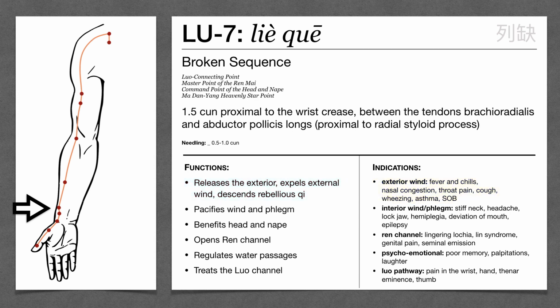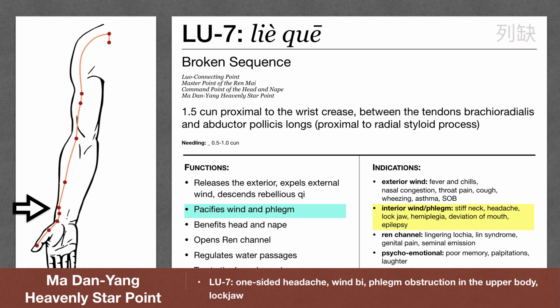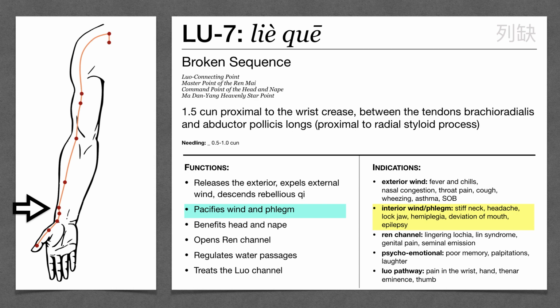Lung 7 not only treats external wind, but internal wind as well. In fact, this is why Ma Dan-yang named it one of his heavenly star points, because of its ability to treat things like headache, lockjaw, and wind obstruction in the upper body, for things like Bell's palsy and facial paralysis.